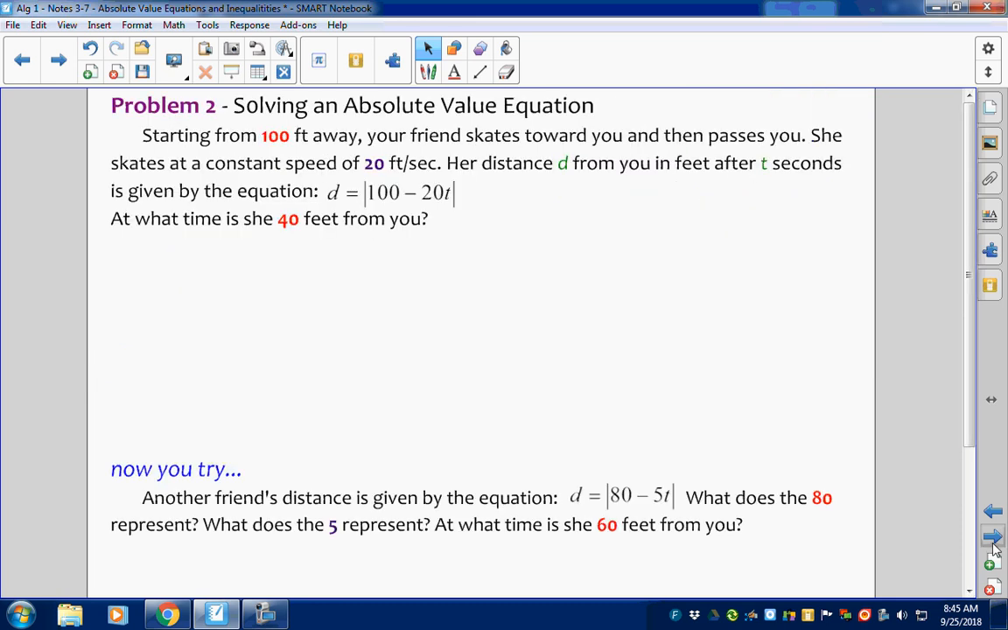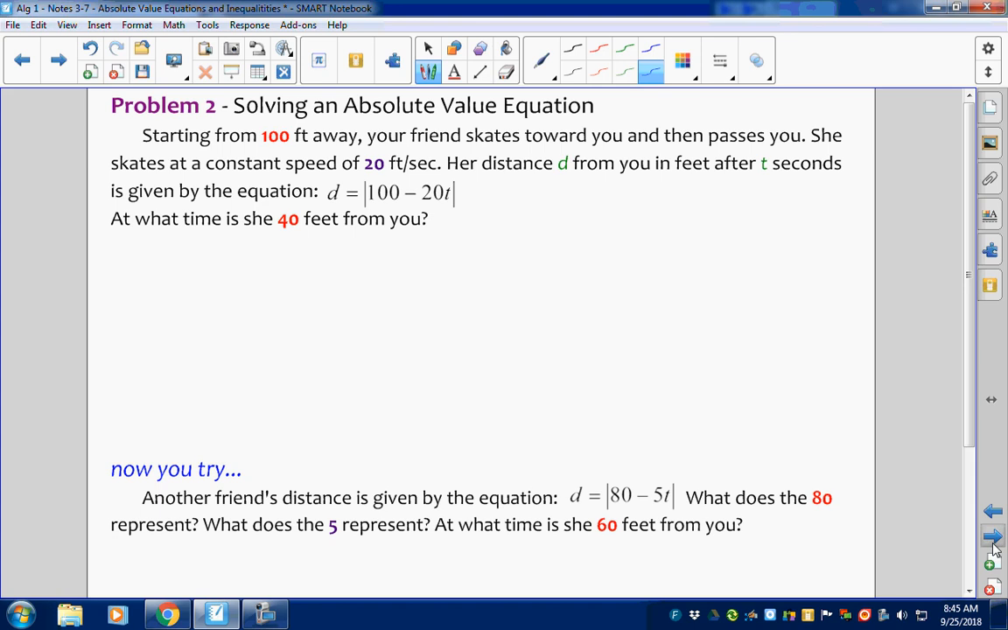Alright, so starting from 100 feet away, your friend skates towards you and then passes you. She skates at a constant speed of 20 feet per second. So here's the 20. Her distance d from you in feet after t seconds is given by the equation d equals absolute value of 100 minus 20t.